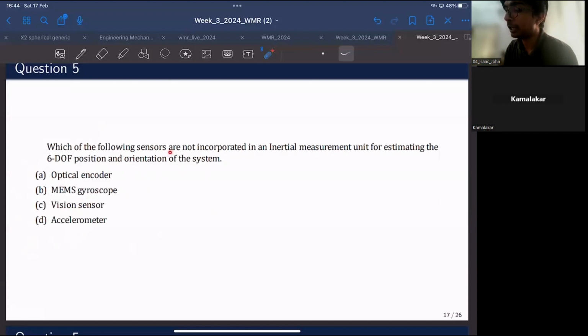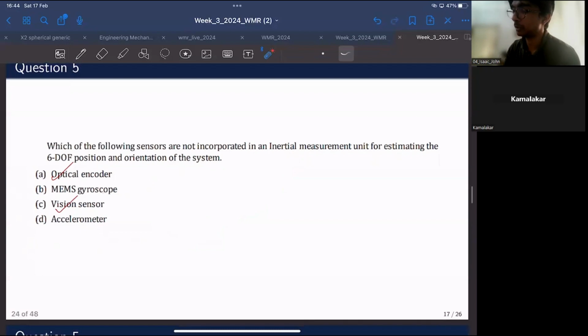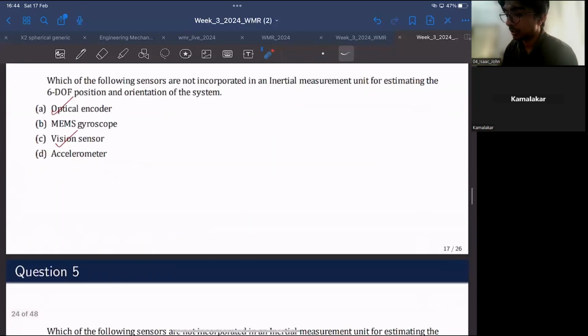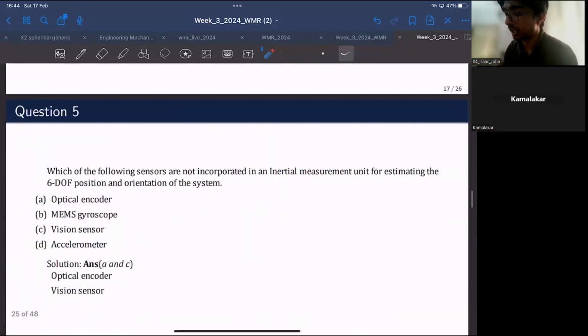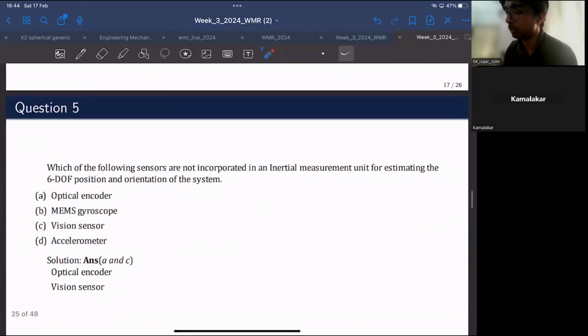So which of them are not incorporated in an IMU? The correct answers in this case would be optical encoders and vision sensors, because accelerometers give you the linear measurements and gyroscopes give you the angular measurements of orientation. So options A and C, optical encoders and vision sensors, are not part of an IMU.